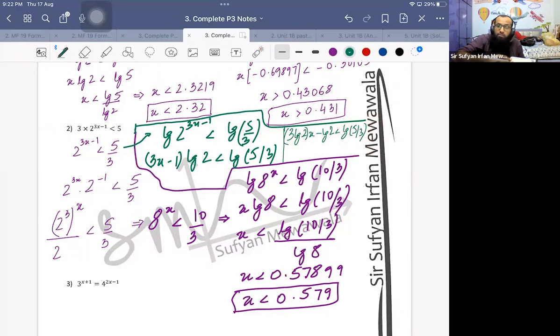Sir, can we directly send lg 2 to the right hand side without multiplying with 3x minus 1?